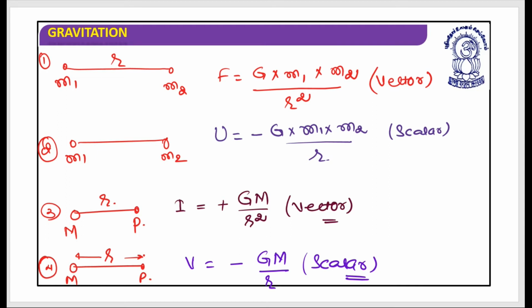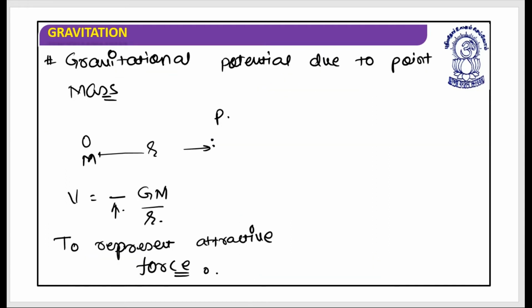Now let's get back to the potential. We have this relation that V is equal to minus of GM by r, and this minus is representing the attractive force. I hope this is clear.